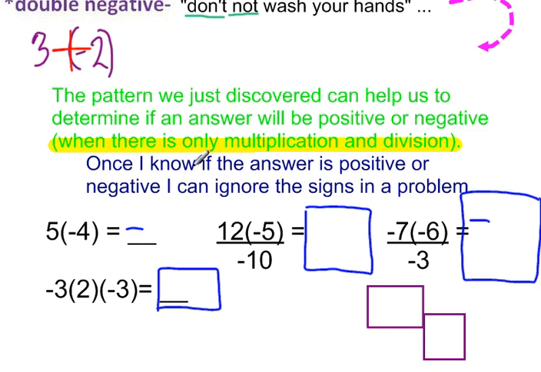Once I know if the answer will be positive or negative, I can kind of pretend that those signs aren't there. So when I go back to do this problem, I'm going to pretend this negative sign isn't here, and I'm just going to do 5 times 4, which is 20. And the negative sign was already there for me. Now, I'm going to stop right here for a moment and make an example.